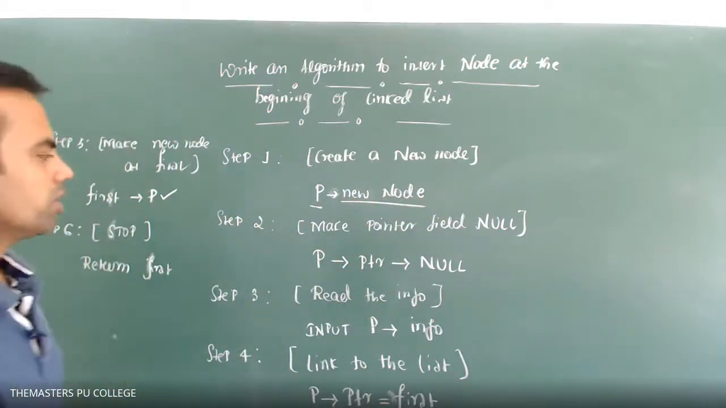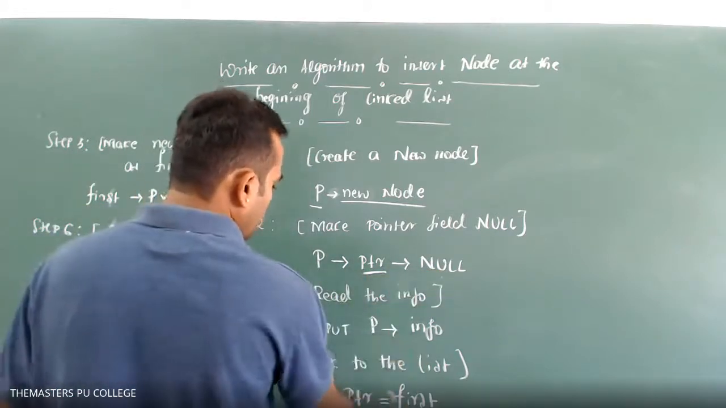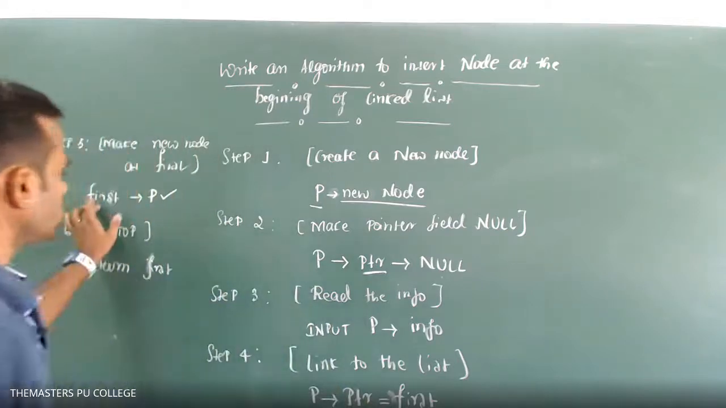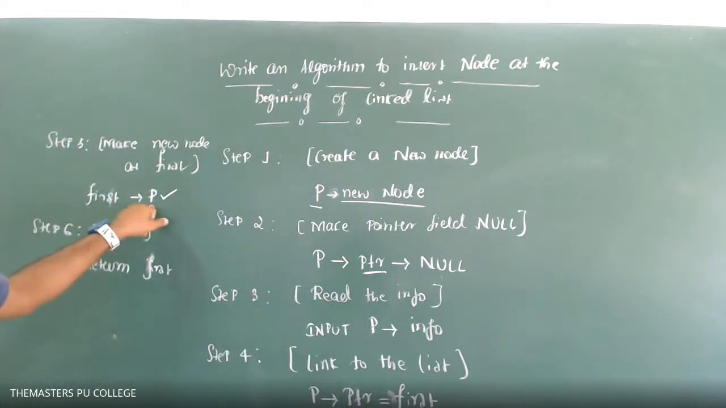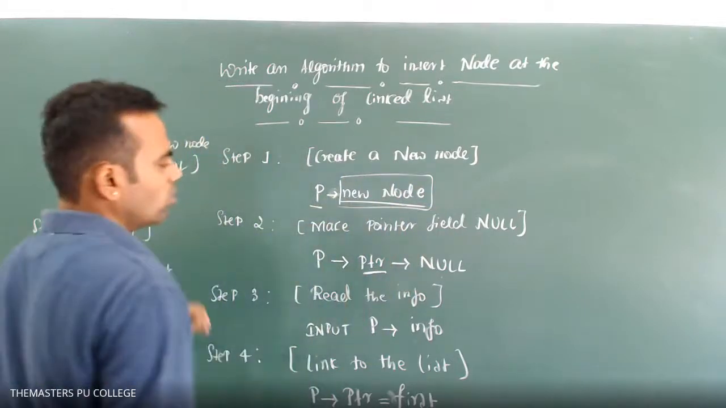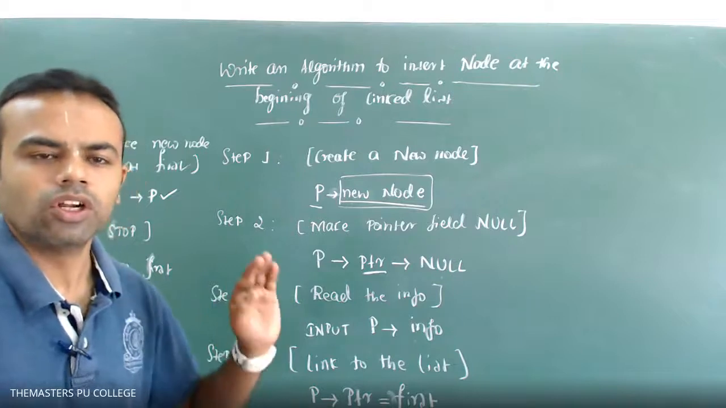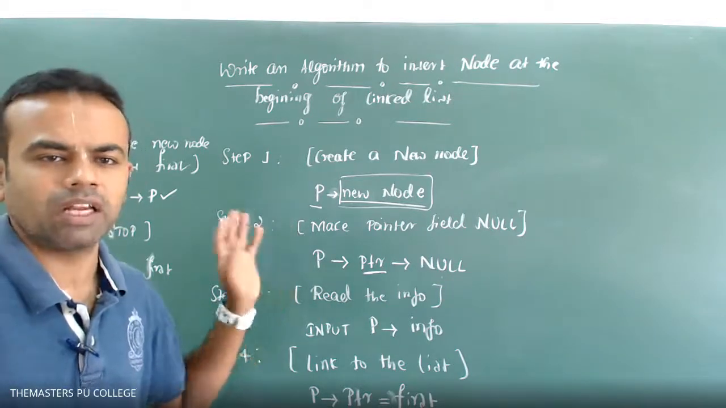Okay, so here we need to make the pointer null, and then here information and link to the first, and first becomes P. Well, what is P containing? New node. Then our node becomes the first node. So like this we can insert the new node at the beginning of the linked list.